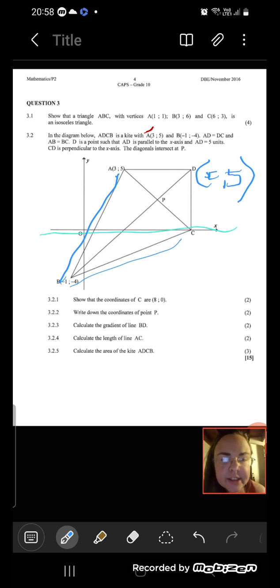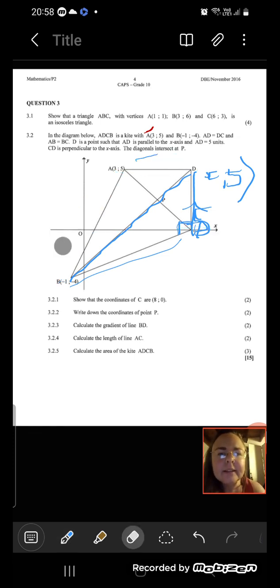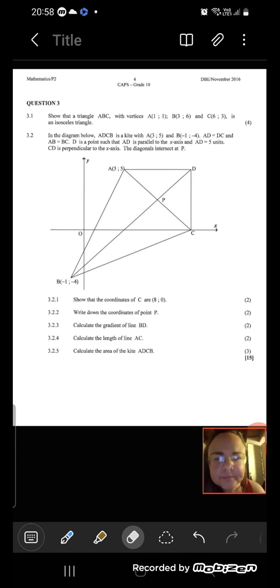D is a point, so it's parallel. Ooh, AD is equal to 5. So this is 5 units. It also makes this 5 units as well. Nice. This is 5 and this is 5. Cool. CD is perpendicular. Okay, cool. That means it's also parallel to the y-axis, because it's perpendicular to the x-axis. The diagonals intersect at P. Whenever you see the word intersect, you're going to start to think midpoint. Okay. Now you've got all your information.